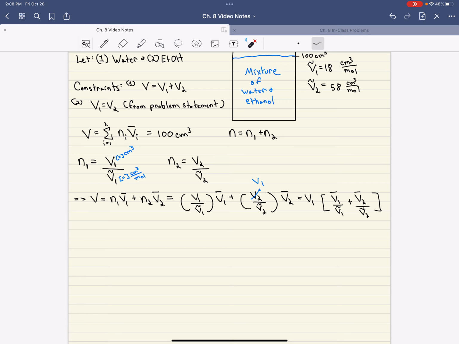Right? Now in the end, what we want to figure out is this V1 amount. Right? We want to figure out the amount of water we need to add into the system. And we know that based on our engineering constraint, the volume of water we add to our system needs to be equal to V2. Alright? And so, if we just solve for V1 here, we get the following relationship.